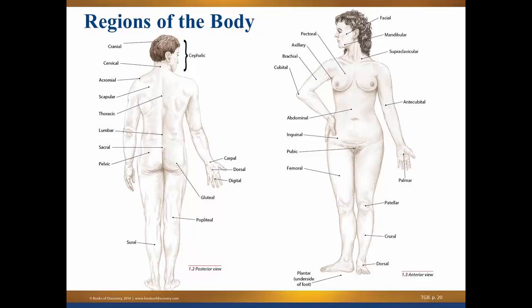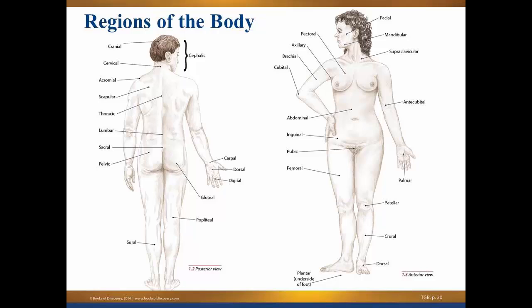Starting with the male figure, we see the posterior view on the left-hand side of your screen. Some of these terms are going to be familiar, so let's walk through some of them. We see cranial and cervical. Cranial refers to the head, the cranium. Cervical refers to those top 7 vertebrae in the neck. The acromial refers to the shoulder area, while the scapular region refers to the shoulder blade area.